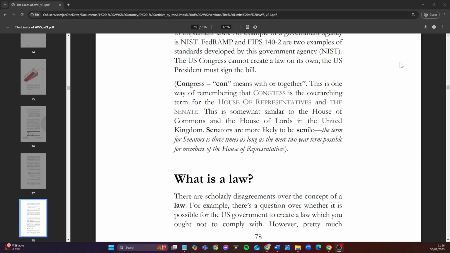Senators are more likely to be senile. The term for senators is 3 times as long as the mere 2-year term possible for members of the House of Representatives. So House of Representatives, if they're elected, stay there for 2 years.